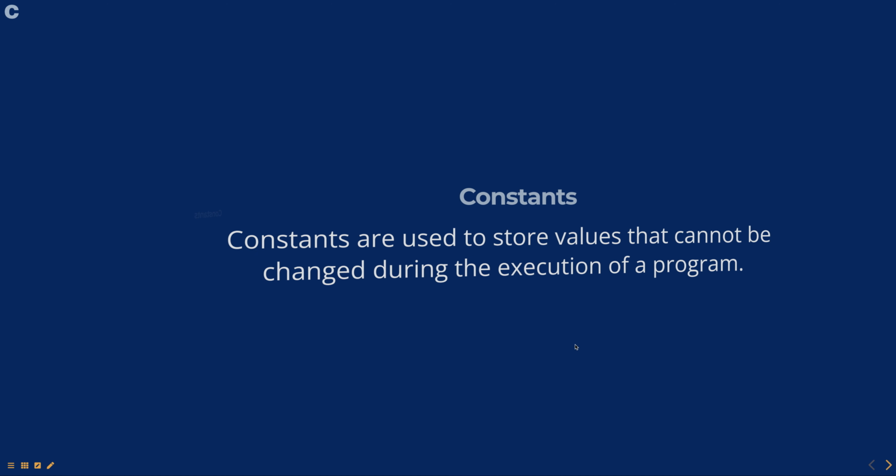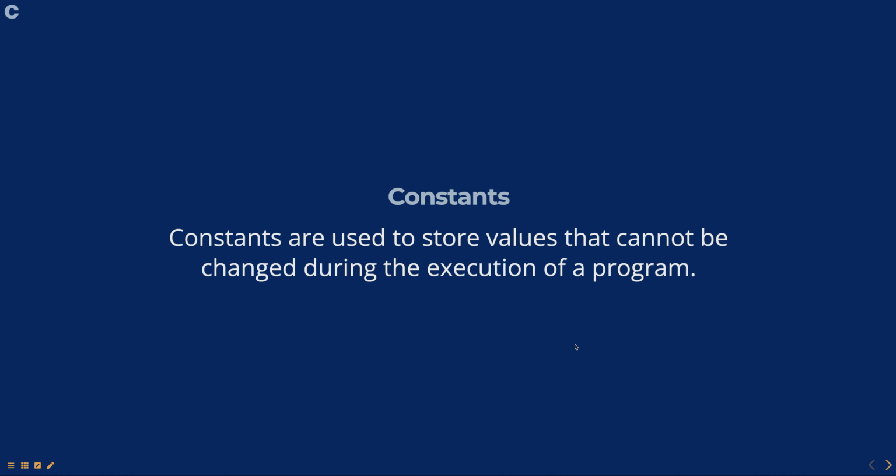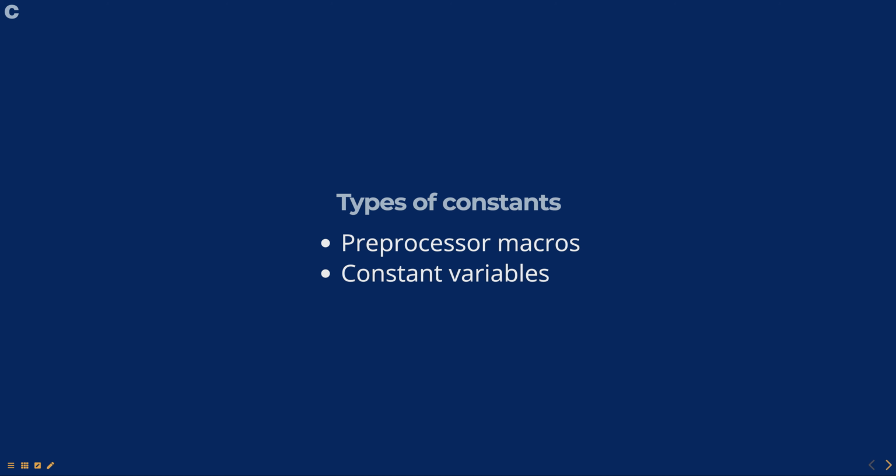In C programming language, constants are used to store values that cannot be changed during the execution of a program. Constants are similar to variables, but their values cannot be modified after they are assigned. There are two types of constants in C: preprocessor macros and constant variables.